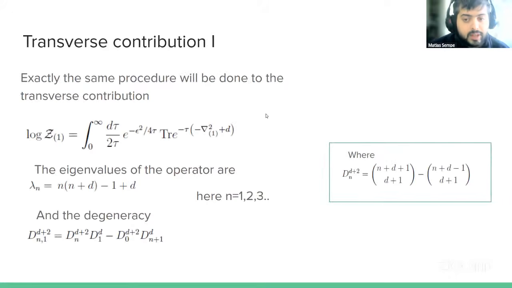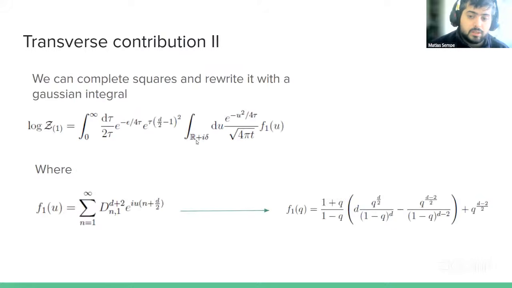And we can do the transverse contribution now. The transverse contribution is very, very similar. So here we have the eigenvalues, we have the degeneration, and we can evaluate this with the same tricks. So we will do it a little bit faster now. Evaluating, completing squares and doing the Gaussian trick, we will get the same contribution with different values here and a different f.